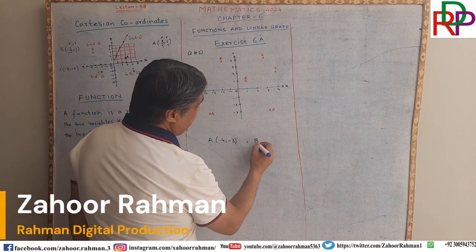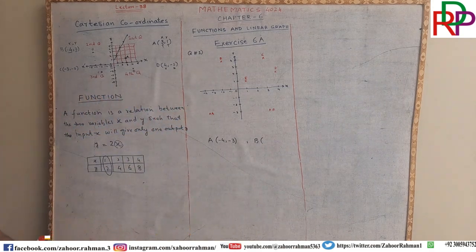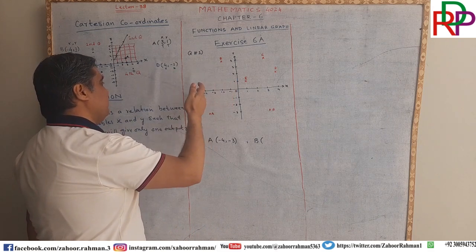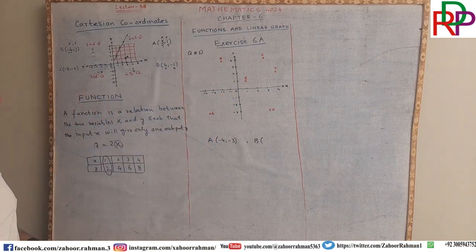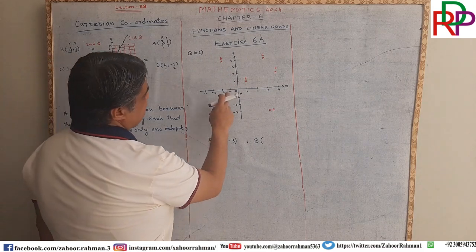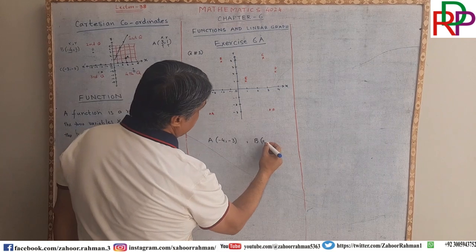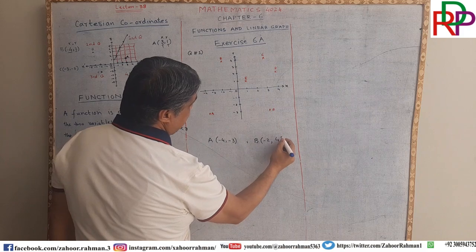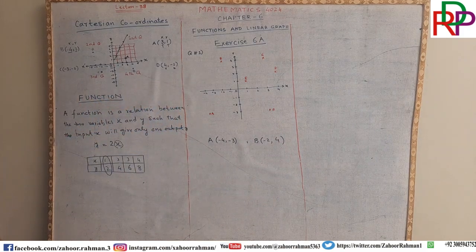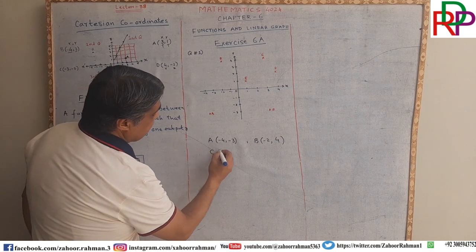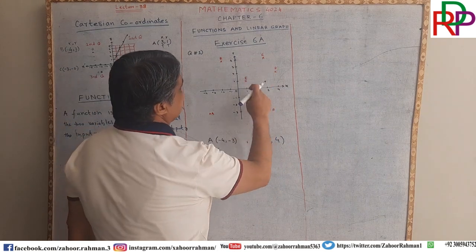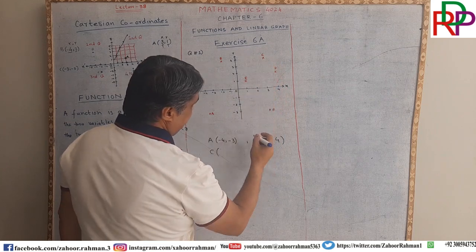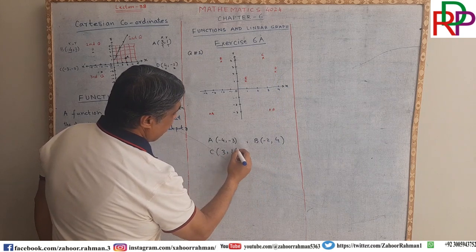Similarly, we have to find point B. Because point B is lying in the second quadrant, the x value will be negative and the y value will be positive. So first we have to go -1, -2, and then 1, 2, 3, 4. 4 is positive. So these are the coordinates of B. Similarly, for C, it is in the first quadrant, so both will be positive. 1, 2, 3 and 4. 3, comma 4 is the answer.